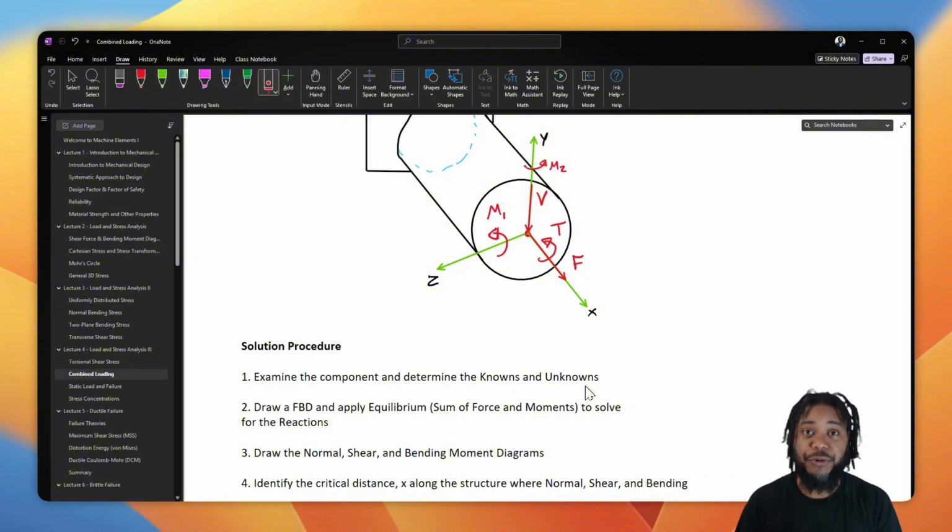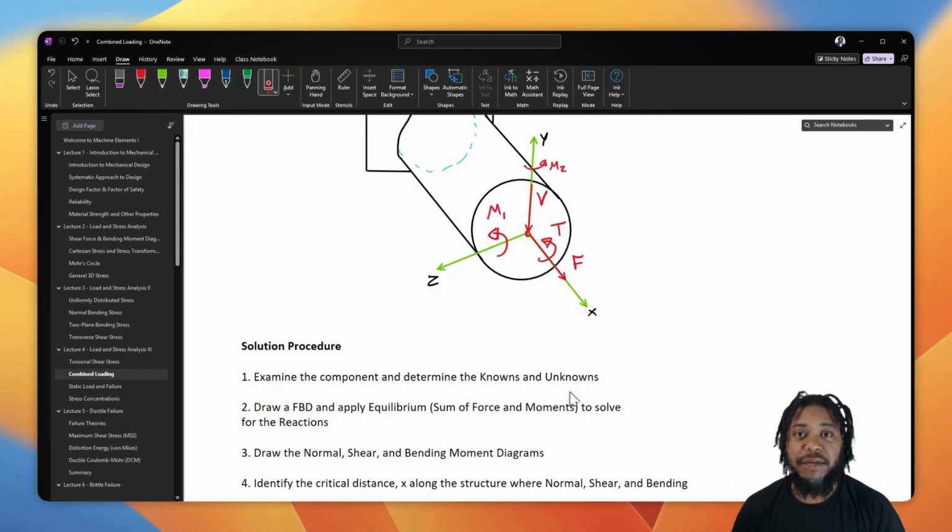Do we know its material? Do we know its length? Do we know the magnitude of those forces and moments? And then what are we being asked to find? Do we need to find the extreme value shear stress or the principal stresses at a particular location? Or do we even need to figure out through shear force and bending moment diagrams where those forces and moments are maximized along the length of the beam?